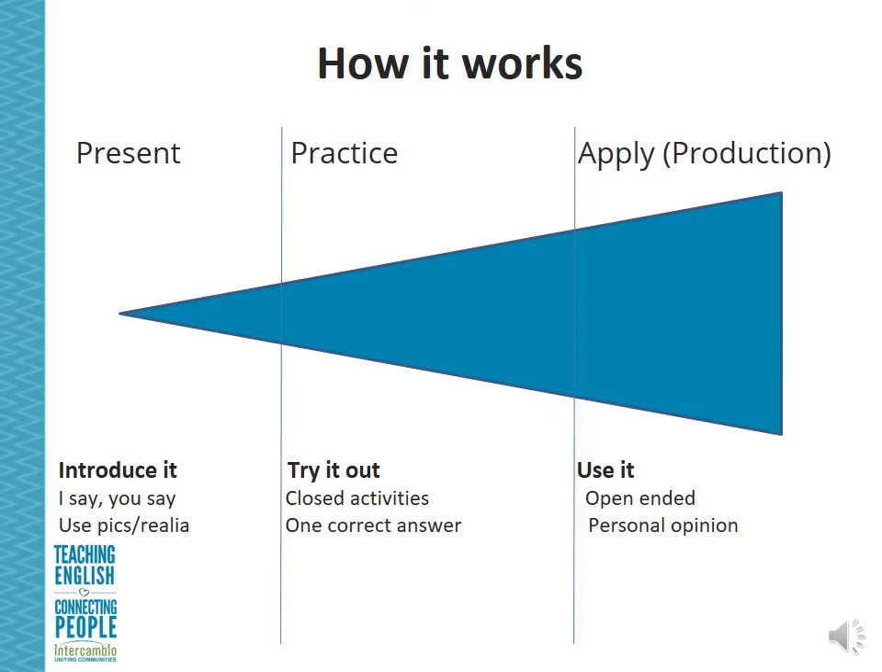How it works. Our lessons are based on a 3-part framework called Present, Practice, and Apply. In the Present section, you'll be introducing the new things students need. This will be the grammar and the vocabulary. In the Practice section of the lesson, students will have an opportunity to work with the vocabulary and with the grammar. Typically, these activities may begin as very closed activities where only one answer is correct. As you work through the activities, the later ones will have more open answers.